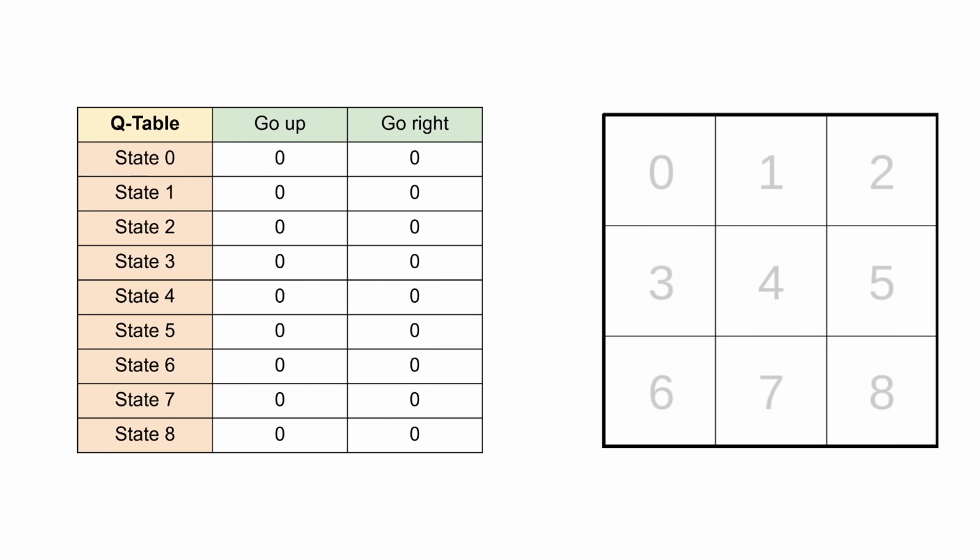If you take a look, for example, at this environment on the right, it has 9 different states, and let's say we have 2 different actions, go up and go right. Then the Q-table could look like this and would be initialized with 0, for example.